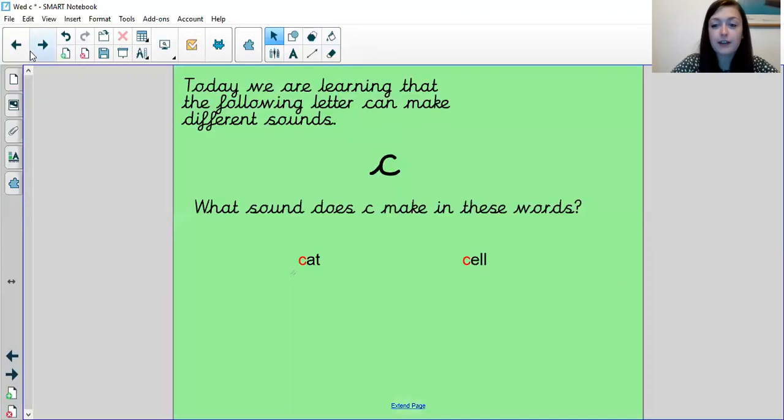Asked. So the sound that we're going to look at today is, what do you think? So it makes two different sounds. So first of all, let's look at it here. So it can make a k sound, k, at, cat. However, here it makes a different kind of sound. Sell. Can you hear the difference? K, at, cat, s, sell. Okay, so this letter, the letter C, can make a k and an s sound today.